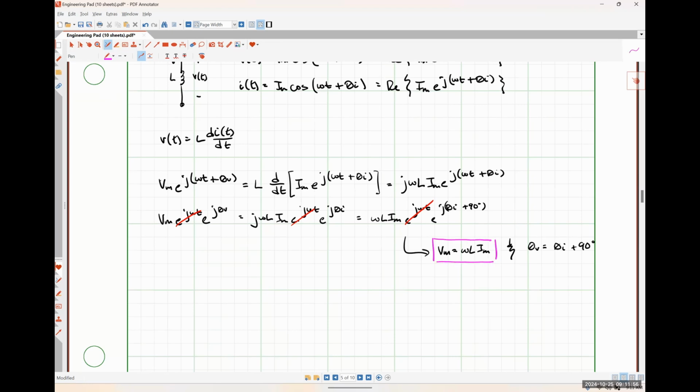So if we look at this phase angle thing, what observation can we make? Well, theta V is always 90 degrees more positive than theta I. So our voltage is always leading our current by 90 degrees, or our current is always lagging our voltage by 90 degrees. I'm going to write that down because that's something important.